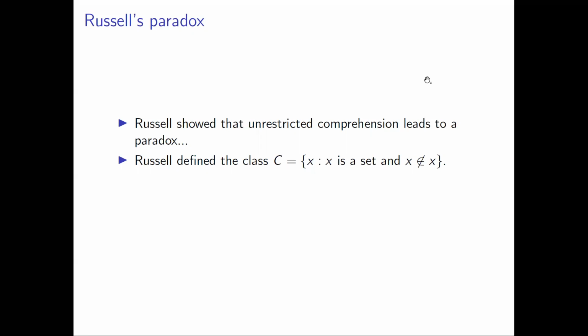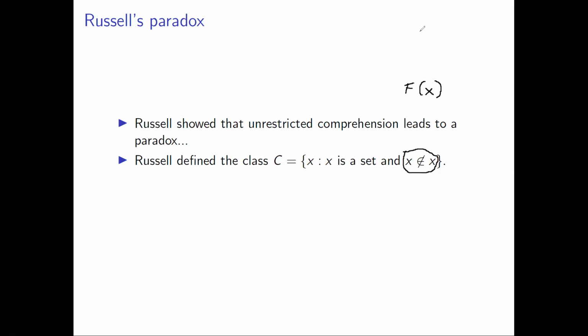So Russell defined this class, we'll call it C, and C is the class of elements x for which x is a set and x is not an element of x. So notice right there, x is not an element of x. That seems like kind of a weird statement about x, but it is just a statement f of x. It's just a property of x with one free variable, the x. And as long as it's a property of x that we can write with one free variable, we can use it in unrestricted comprehension.